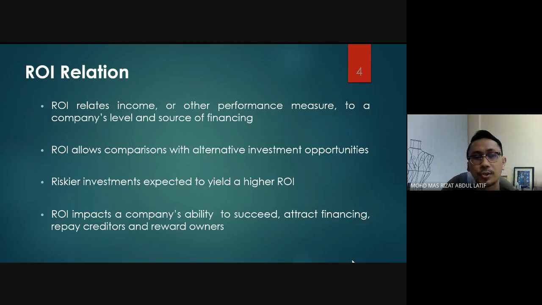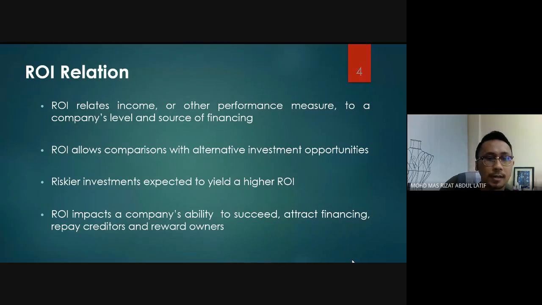So these are the relationship of ROI with the performance of the organization. So why people are focusing on ROI in order to study the performance of the organization. So these are what I shared to you before. Okay, its usefulness is the relationship to the income, to the performance, to the company's level, to the source of financing, and in fact, this ratio also allows you to compare with alternative investment opportunities.